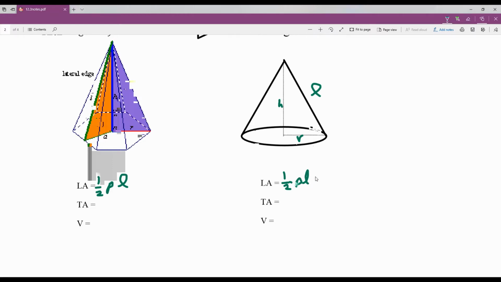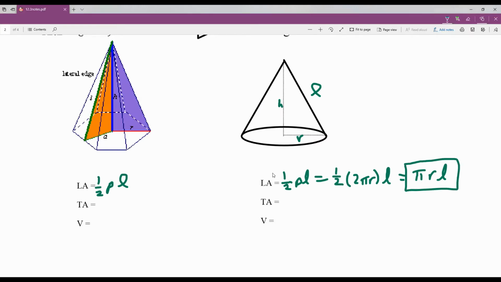But we know the perimeter already. The perimeter of the base here is the circumference of the circle, which is 2 pi r. So really it's 1/2 times 2 pi r times that slant height. Figure that out, and it's just going to be pi r l. That's your formula for the lateral area.